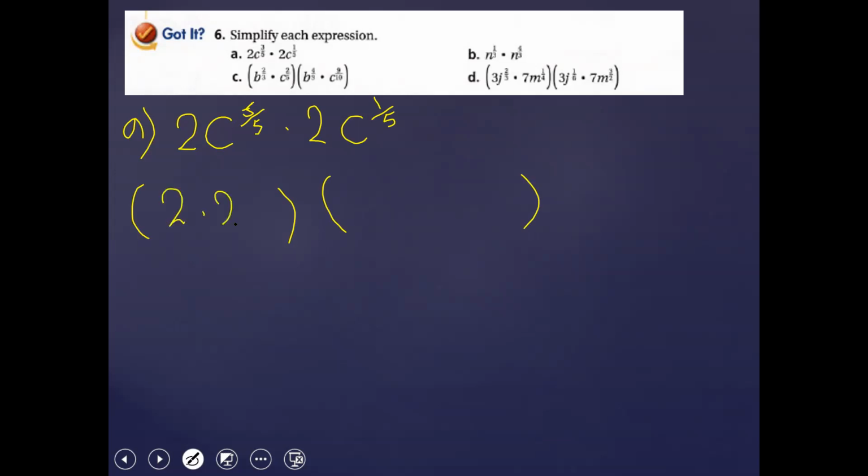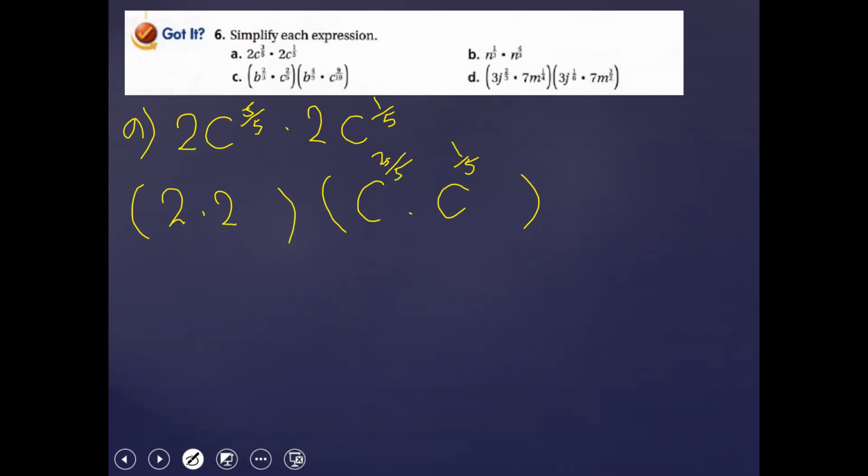Now, as an example, if I want to solve A, 2c raised to the power 3 over 5 times 2c raised to the power 1 over 5. The first step, I will use the associative property. I will classify them into two terms. The first term, I will put only the coefficients, which is 2 times 2. And in the second term, I will put the variables raised to the power.